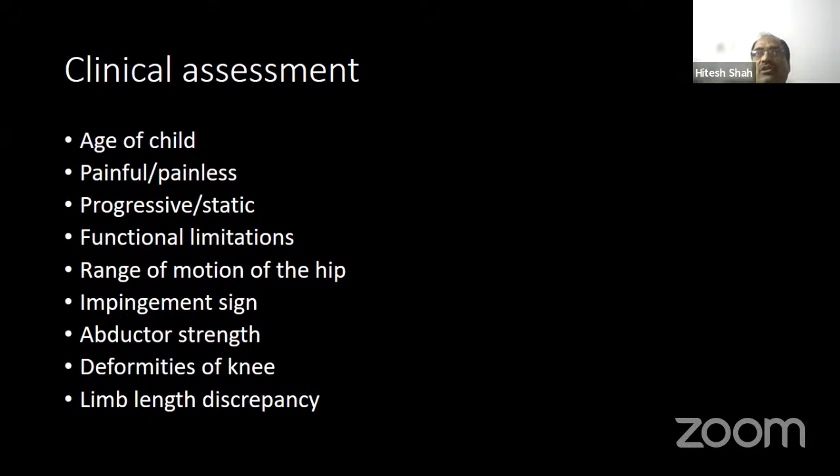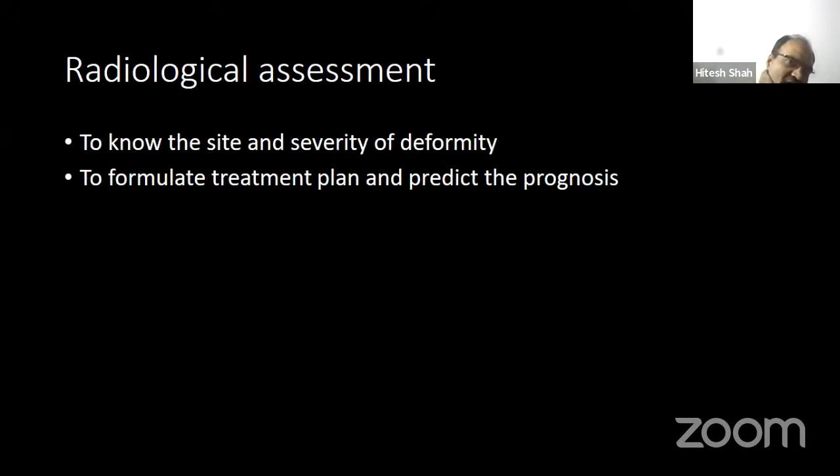So to find out what could be the etiology of the Coxa Vara, is it at a subtrochanteric, neck or intertrochanteric level? How will you assess the radiological assessment? Always check the X-ray of the hip, AP and frog lateral. Check the long leg view.